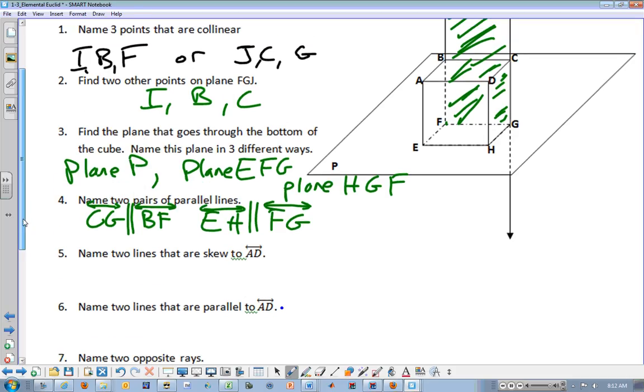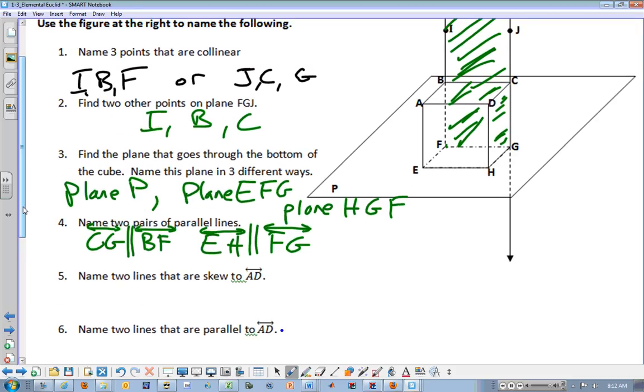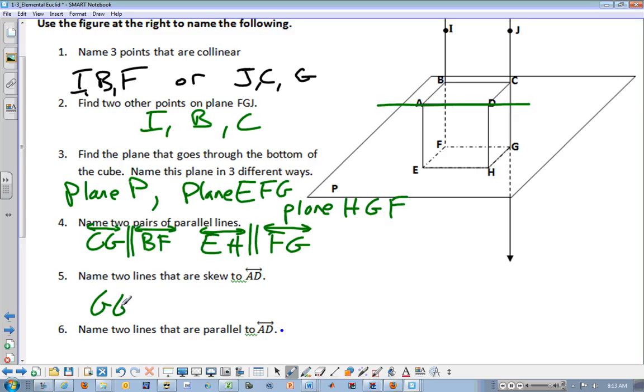Skew lines, all right? 2 lines that are skewed to AD. Well, we kind of just talked about that in the warm-up, but so we'll go kind of quick here. AD is right here. And so a skew line, well, CG is skewed to that. That's one. GC, CG, doesn't matter. That's another one. Throw it out there. How? EF. EF is good, yeah, because EF is going away from us.